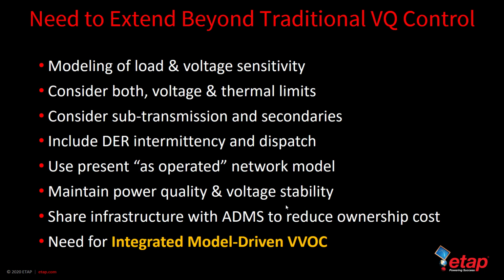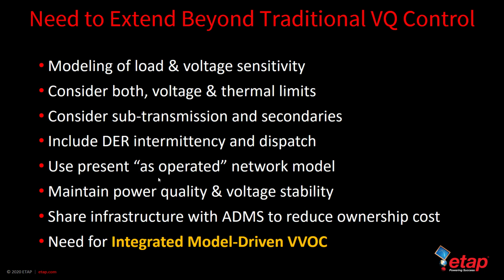That model should include subtransmission as well as the secondaries to understand the full impact of the source and load in the system when the optimization is done. Include DER intermittency, but also include their dispatch at the same time so they become part of the coordinated control. Use the present as-operated network model, which basically implies that you're not only using the existing operating topology, but also using the outaged state of the network while maintenance or any other activities are ongoing, such as temporary jumpers, cuts, and so on.